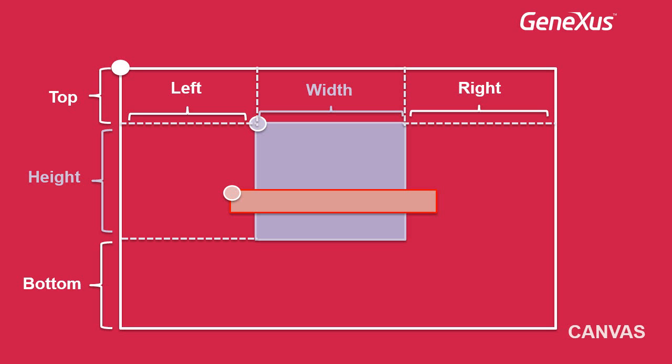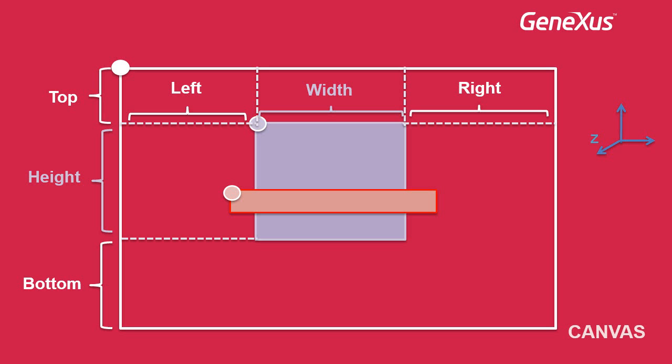Therefore, we will also have to assign a value for the z-axis. This will determine each control layer to know which ones will overlap with each other. It assumes discrete values. 0 is the lowest layer, 1 is the following layer, and so on.